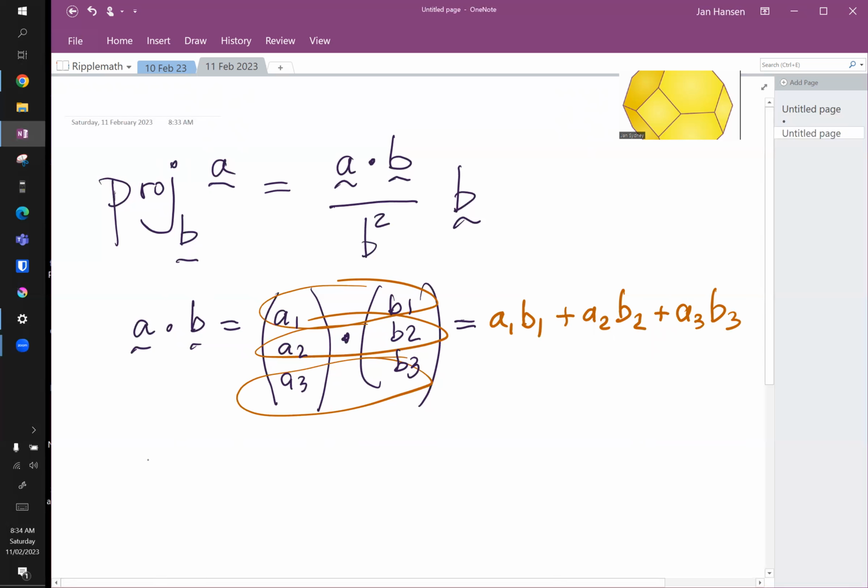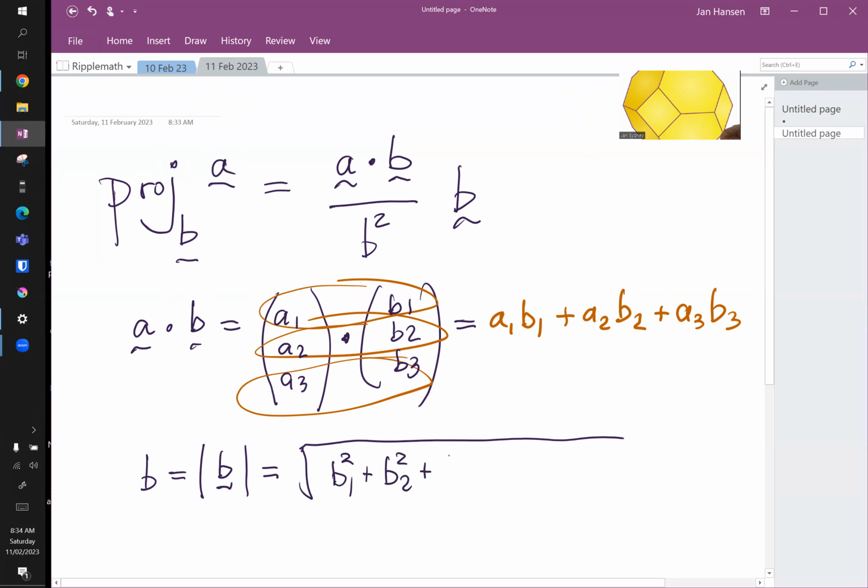And the other one, the magnitude of B, that's my notation for the magnitude of the vector B, which is the square root of B1 squared plus B2 squared plus B3 squared. So that means that the magnitude of B squared is just going to be the sum, because you get rid of the square root when you square it. And that's all there is to it. That's how you use that formula.